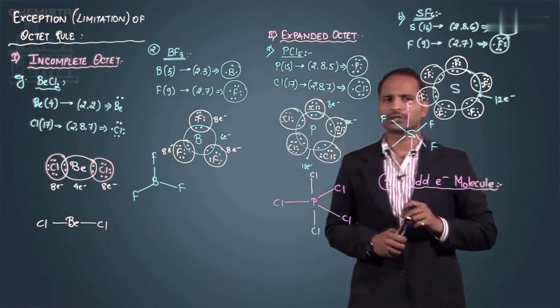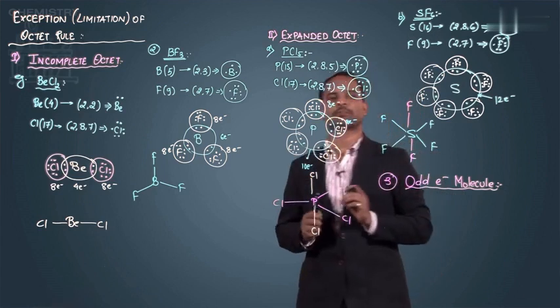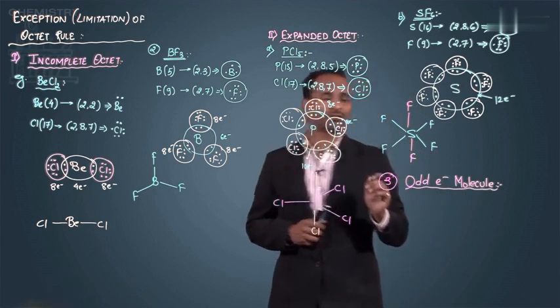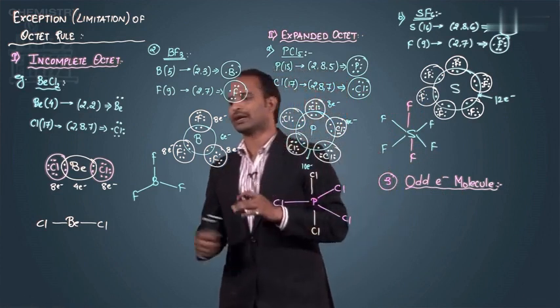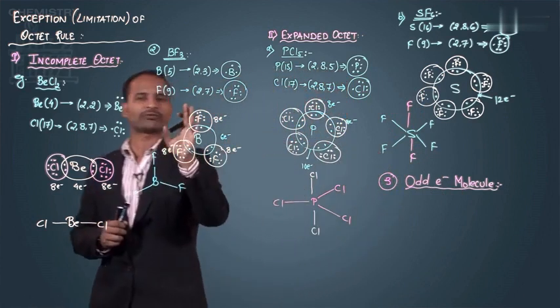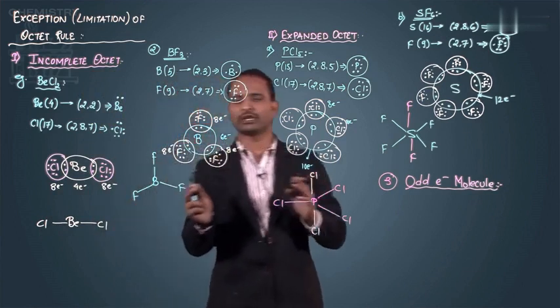Odd electron molecules are certain molecules which have an odd number of electrons. The total number of electrons in that particular molecule is odd. So how these odd electron molecules form is again not explained by the octet rule. At least, whatever molecules we studied in this part all have an even number of electrons.